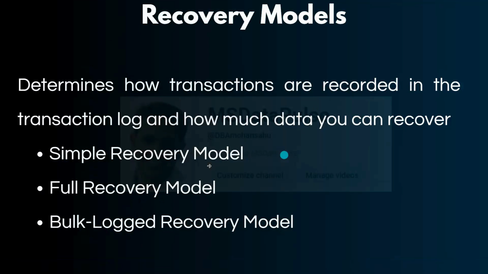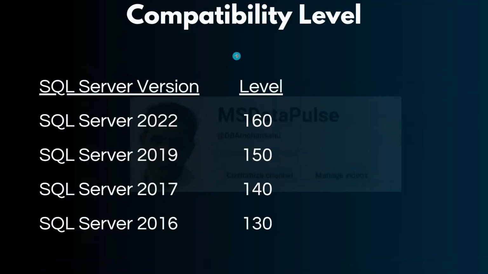So these are the recovery models of the SQL Server database. Now let's move to the next one, that is the compatibility level. The compatibility level basically controls two main things. One is the syntax of your T-SQL statements, and the other one is the query performance through the optimizer. So what is the meaning of the compatibility level? Every SQL Server version has a specific compatibility level, and this compatibility level defines how your SQL queries react and how the optimizer will choose the plan.